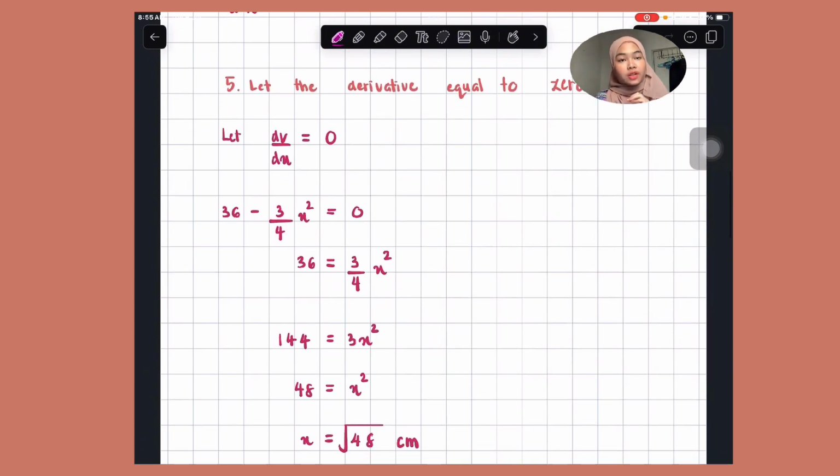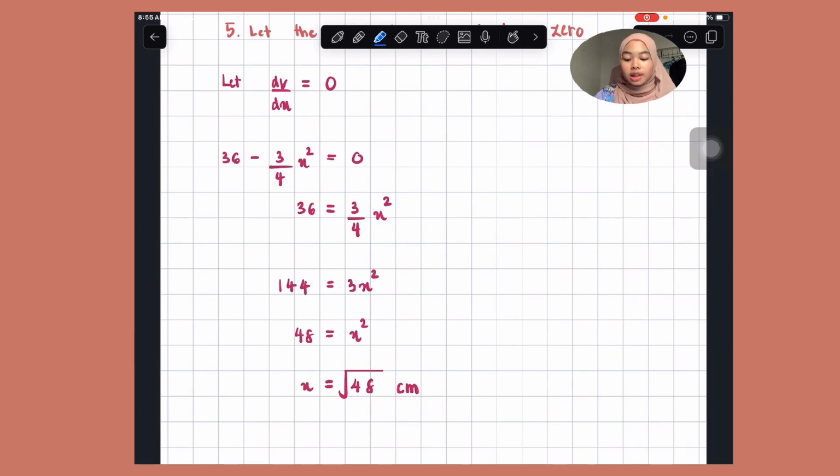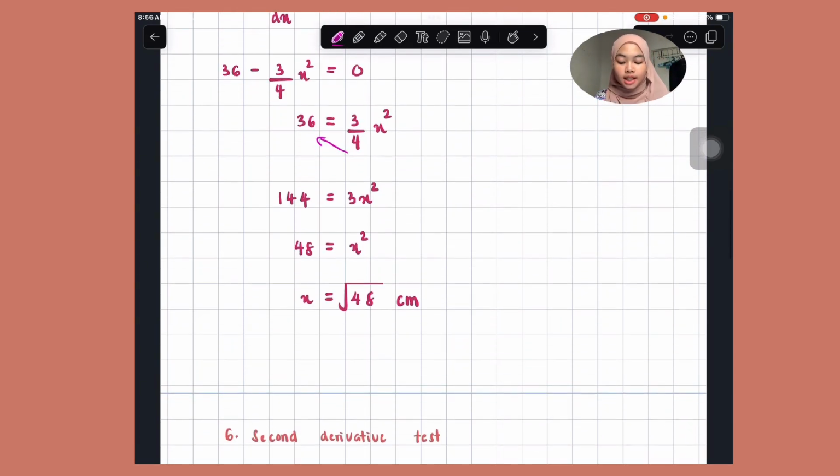And then step number 4 is to let the derivative equal to 0. So 36 minus 3 over 4 x squared equals 0. Then we change the position of the terms that have x, so it becomes 36 equals 3 over 4 x squared. Then we multiply 36 with 4 and get 144 equals 3x squared, and then 144 divided by 3, we get 48 equals x squared, and then x equals square root of 48 cm.